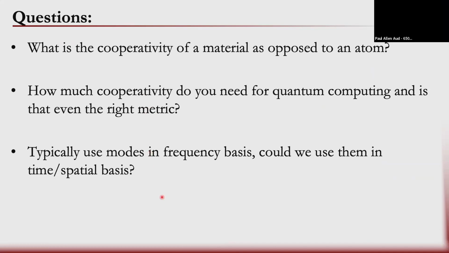And then again, one thing I've really noticed so far in here is that everybody really thinks in this sort of time and spatial domain for these pulses.